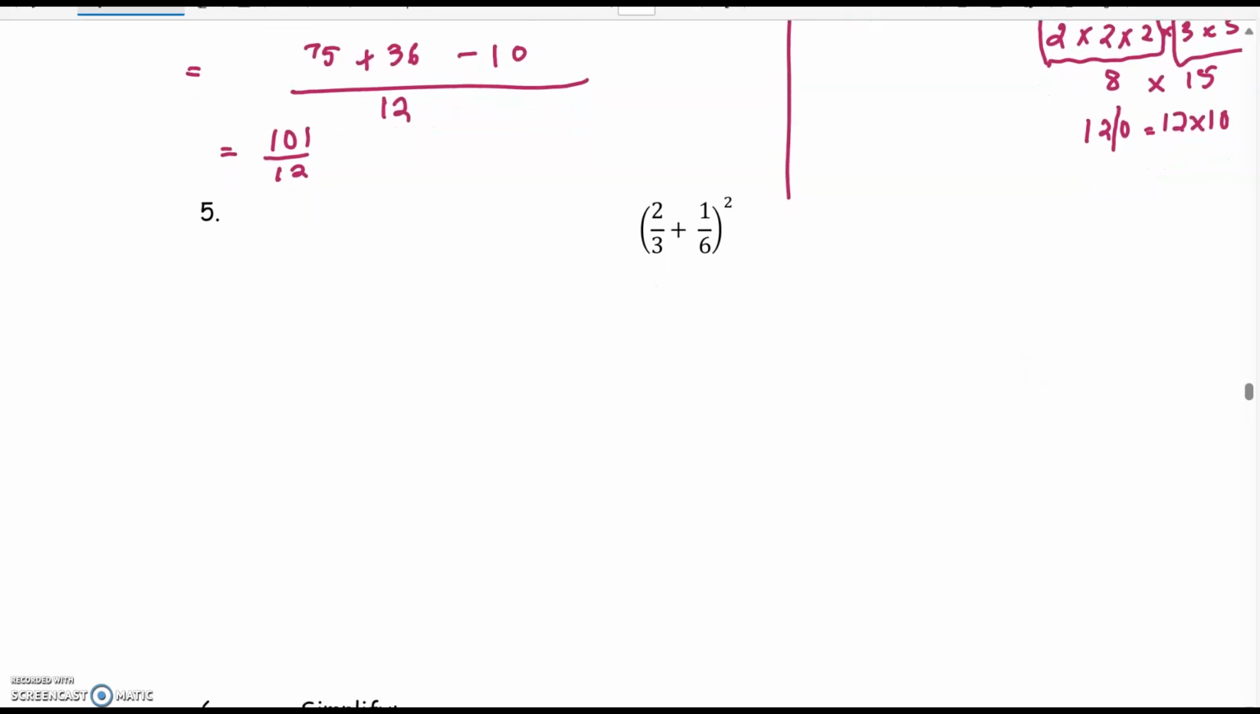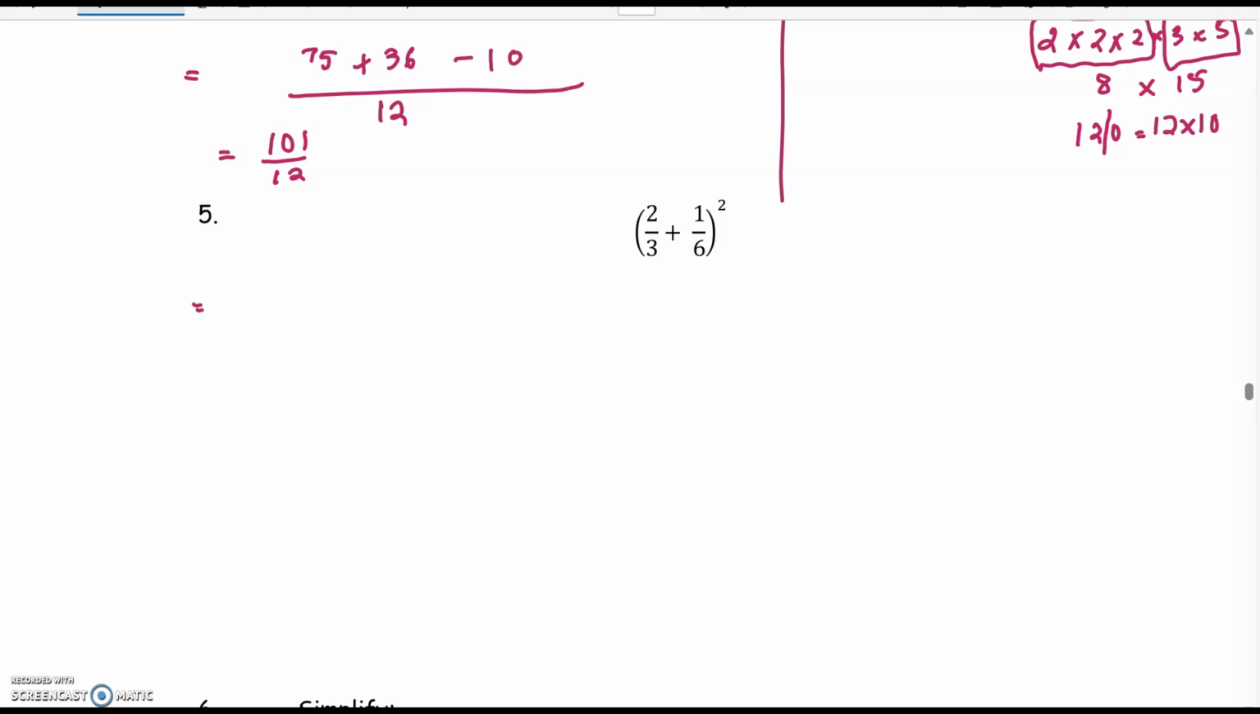Now let's do this problem. As you can see, there's parentheses. So always remember PEMDAS when you're dealing with more than one operation. Always have to think of order of operations. Parentheses first, which means look inside the parentheses first and see how you can simplify that expression.